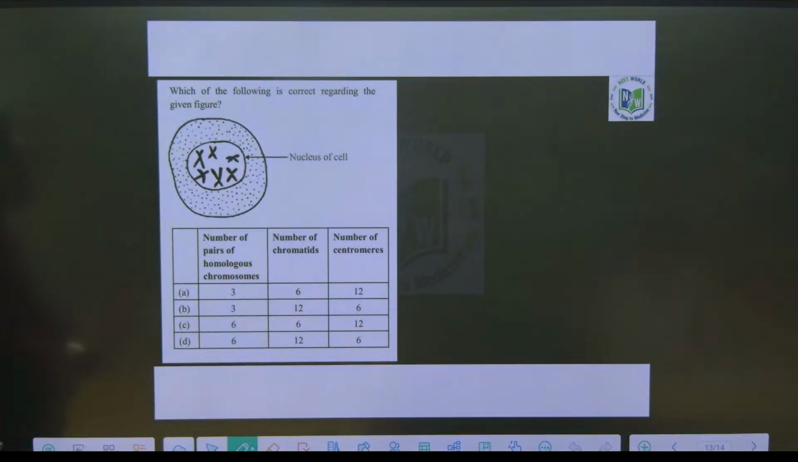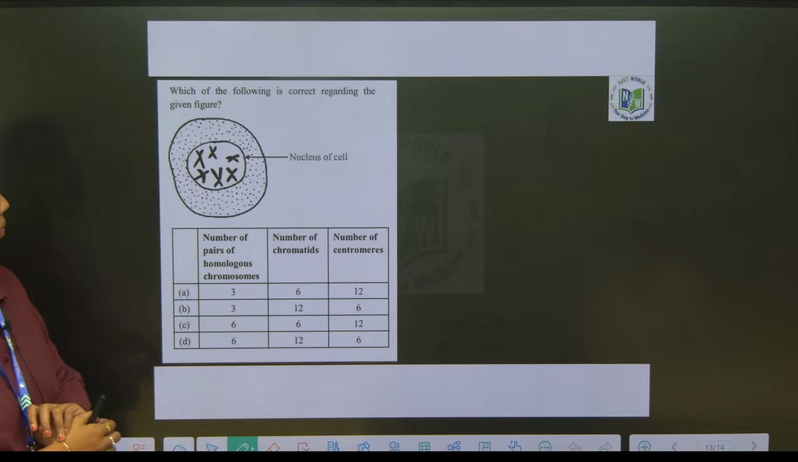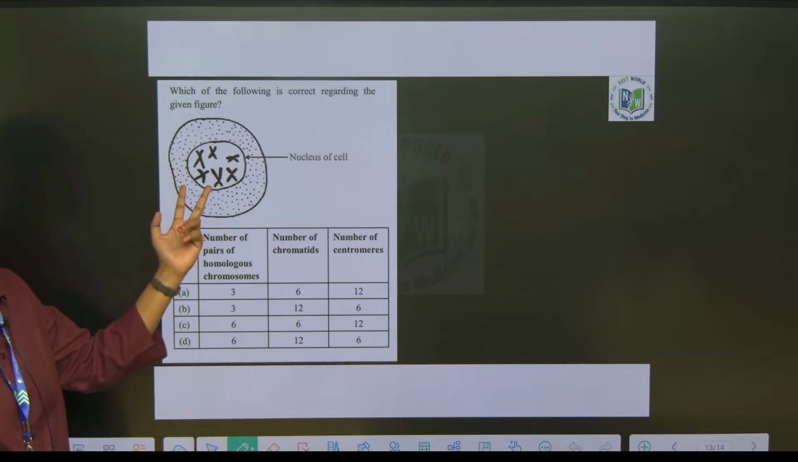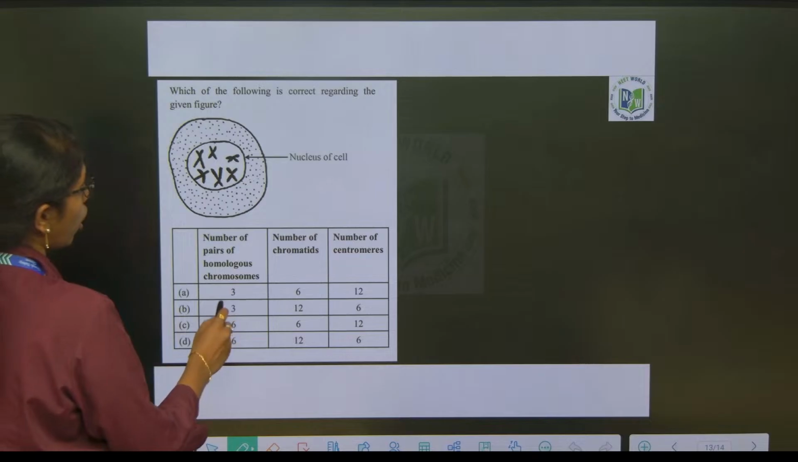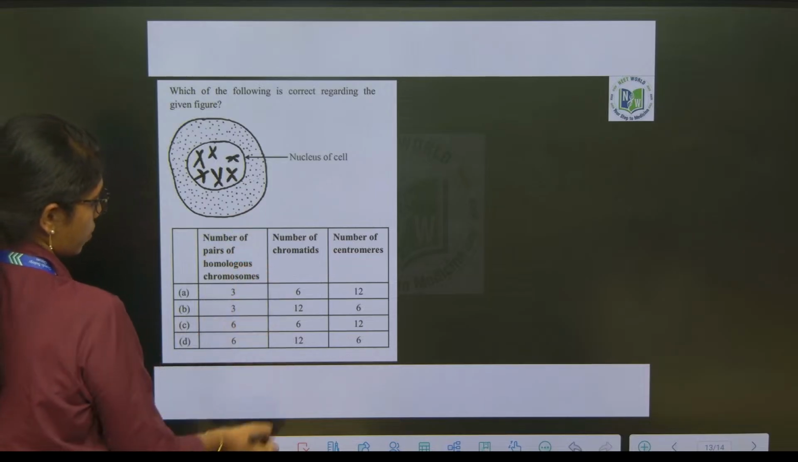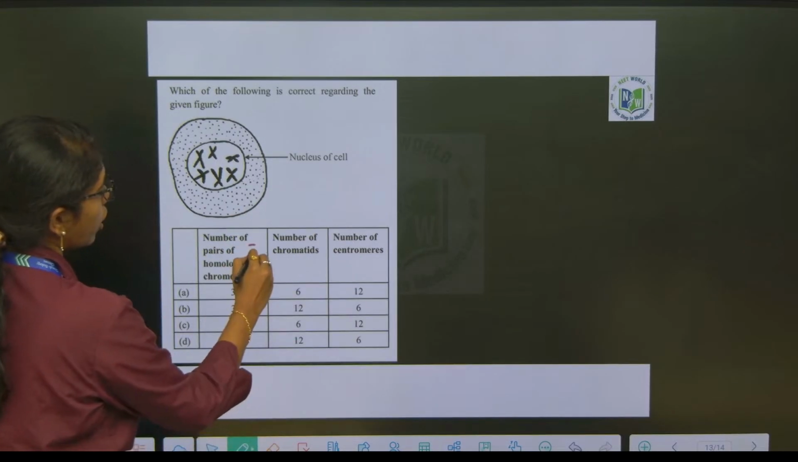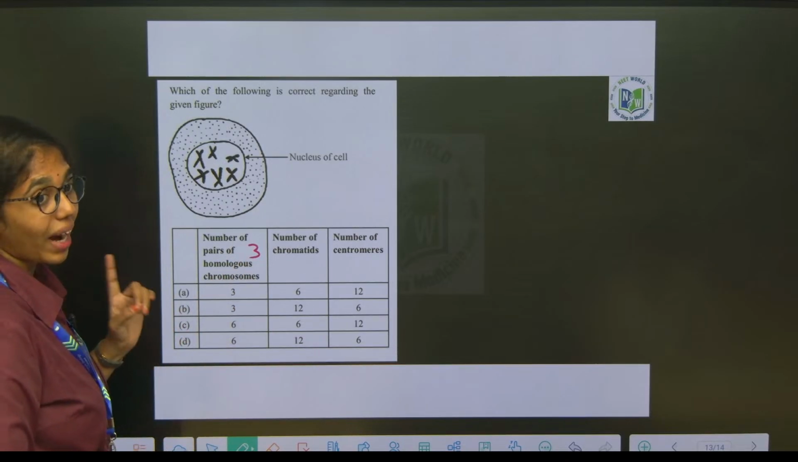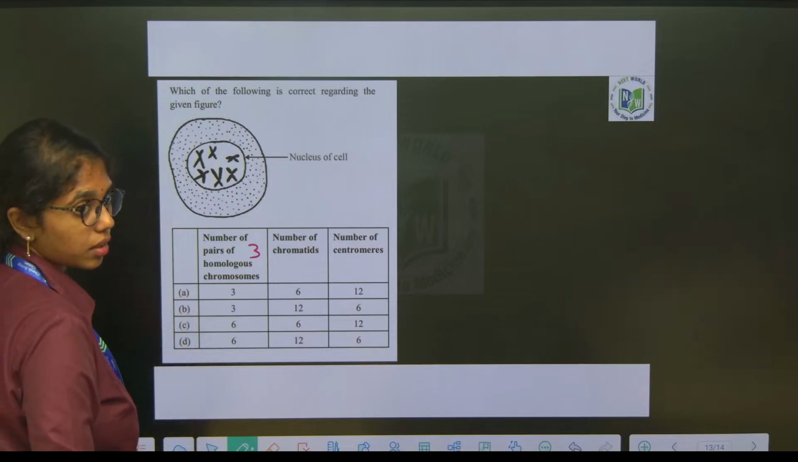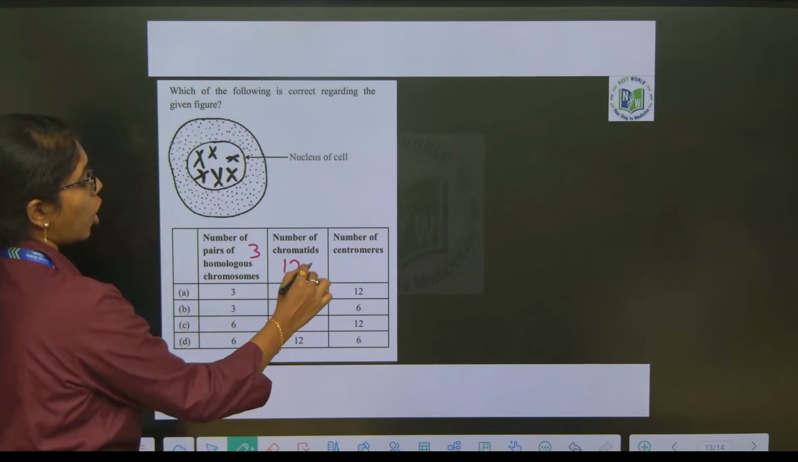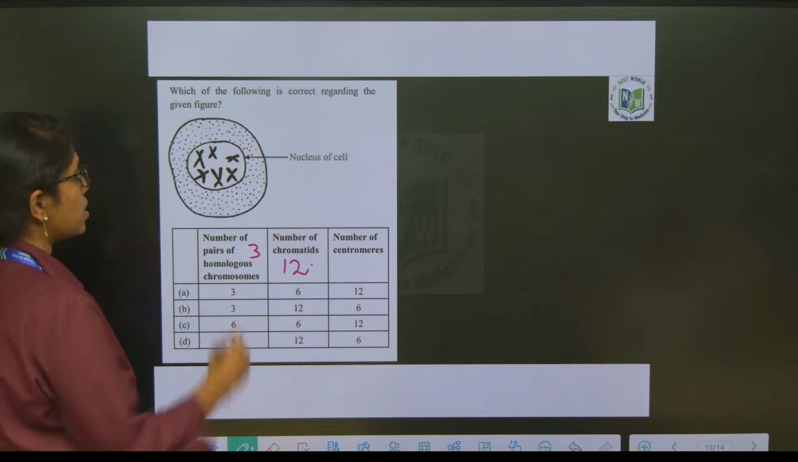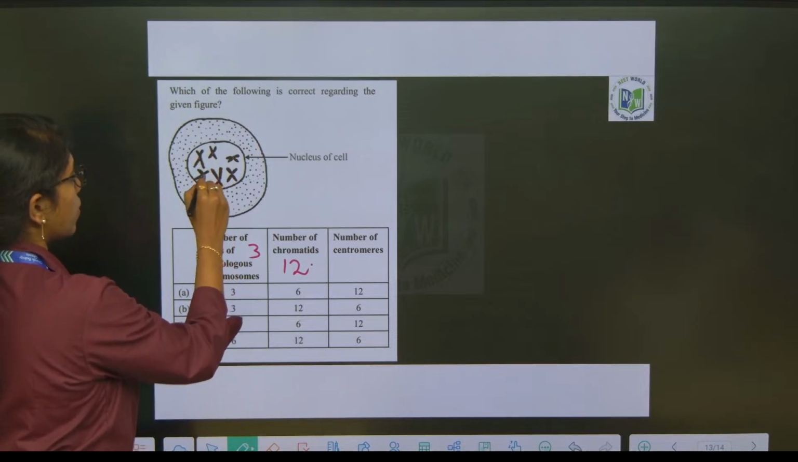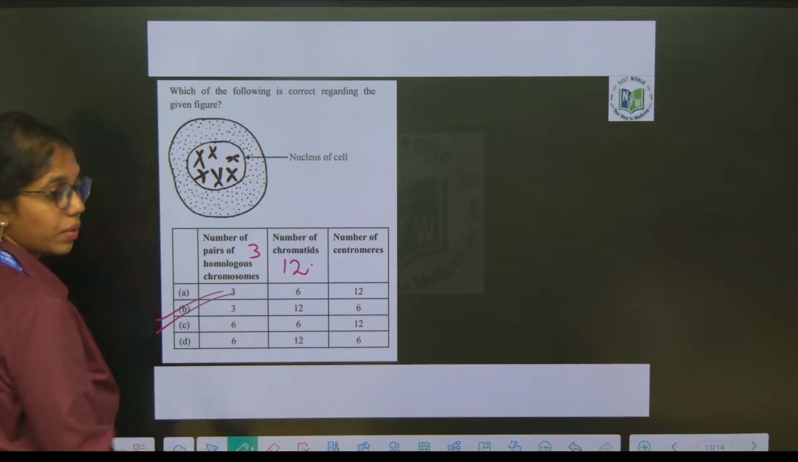Last question of today's session. Which of the following correctly draws the figure of this cell? How many homologous pairs are there? 3. Very good. 3 homologous pairs. How many chromatids are there? Think and say. Chromatids he is asking. 12 chromatids. How many centromeres are there? 6 centromeres. 3, 12, 6. Option B is the right answer.